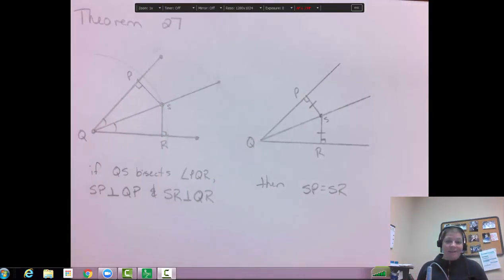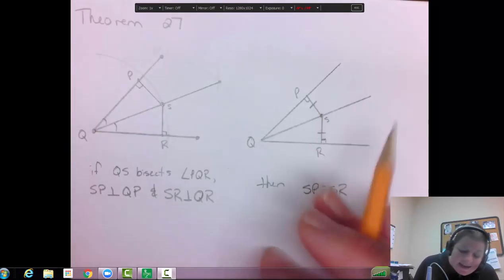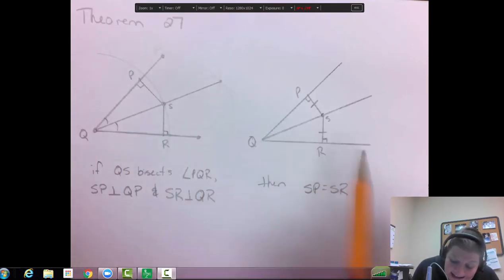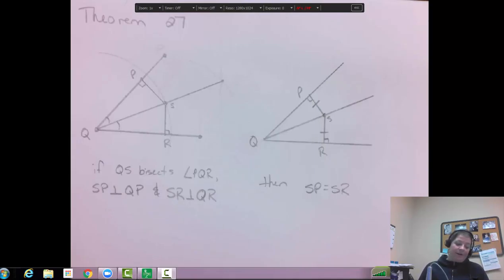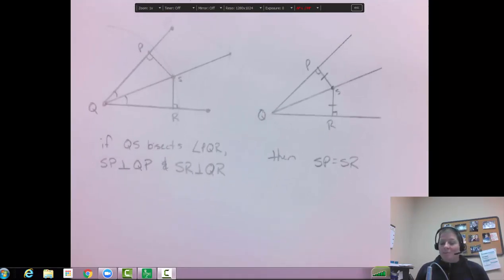And the next theorem tells us, if you have these two, then you can imply that these two are also congruent and that these are meeting at a 90-degree angle. They're perpendicular, not a perpendicular bisector, just perpendicular. So it kind of goes both ways. So theorem 28 I'm not going to write out because it's just going both directions, but let's go ahead and look at some example problems where we'd use that.